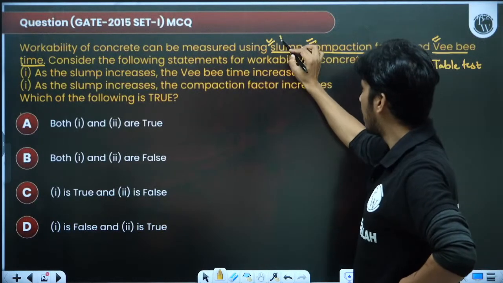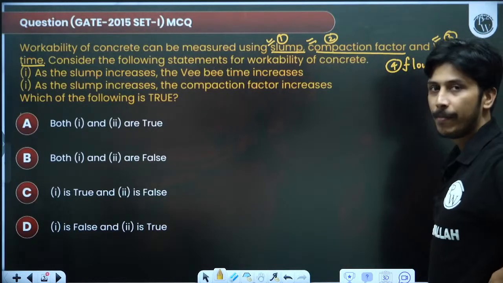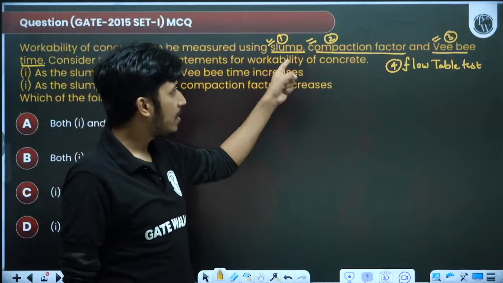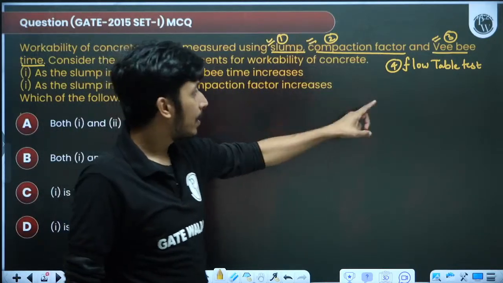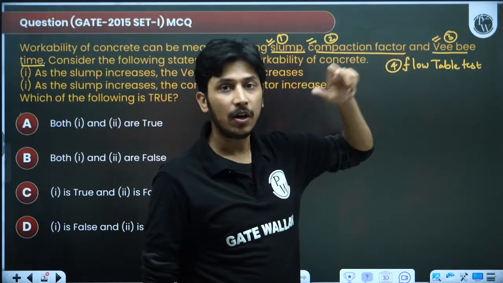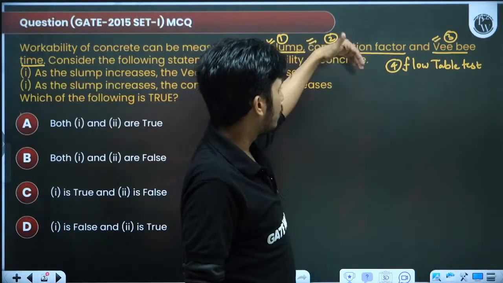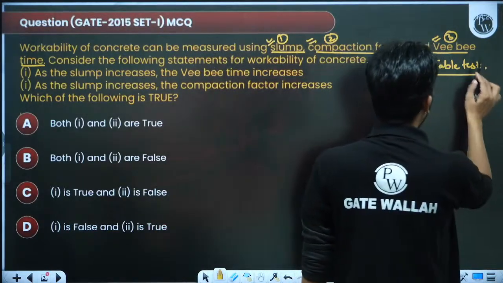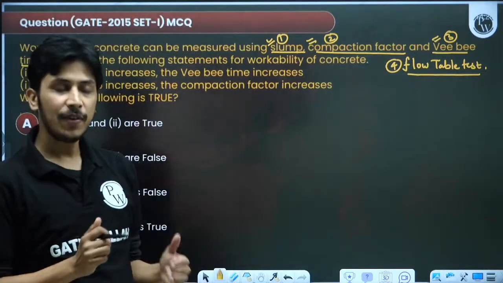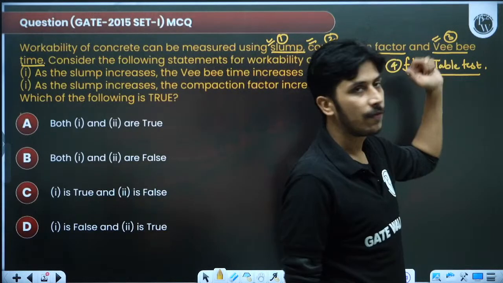This was the first, slump. This is the compaction factor. This is the VB time. Always remember, when the workability is increasing, the slump will increase, compaction factor will increase, and flow will also increase, but VB time will reduce. And when the workability is reducing, slump will reduce, compaction factor will reduce, flow will reduce, but VB time will increase.